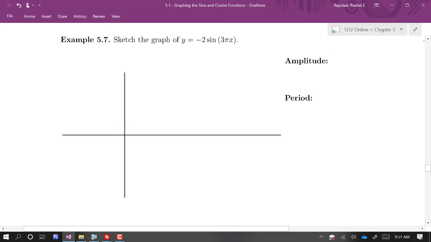Okay, let's do another. We're going to sketch the graph of y equals -2 times sine of 3 pi x. All right, so things are getting a little bit more complicated. Let's write out our information. The amplitude is 2, and then I'll just say it's also reflected because there's the negative.